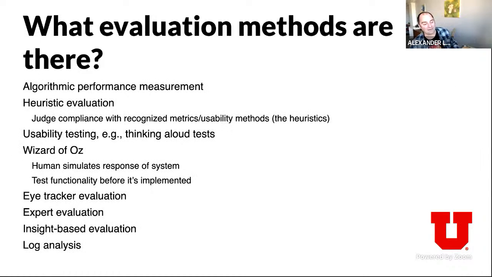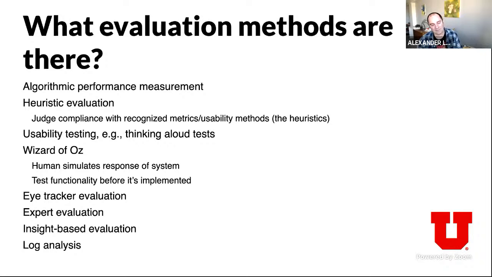There are also other things that you can do. For example, one important thing is, of course, to do algorithmic performance measurement. If one of your claims is that my algorithm is faster, then you don't necessarily need a user study or something like that. You can just measure performance. Another approach that is fairly common is heuristic evaluations, where you have an expert, and maybe an outside expert, judge compliance with some kind of recognized metrics or usability methods.